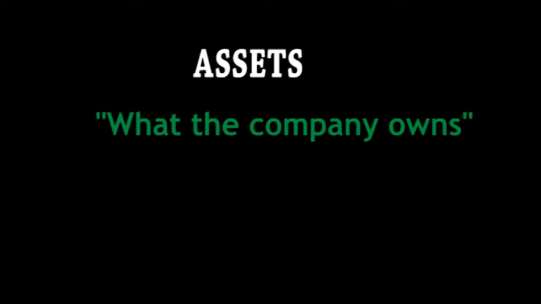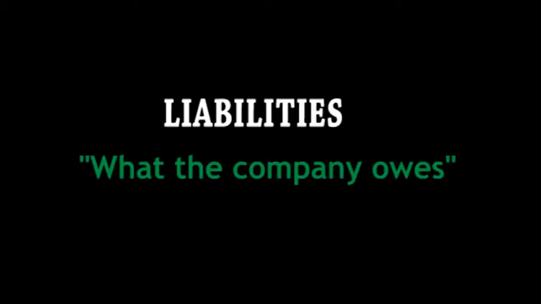What are assets? Assets simply means what the company owns. Examples are office building, office vehicle, and office furniture. Liability means what the company owes to others. Examples are capital, bank loan, and bills payable.